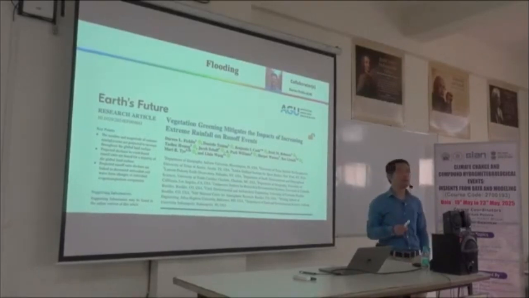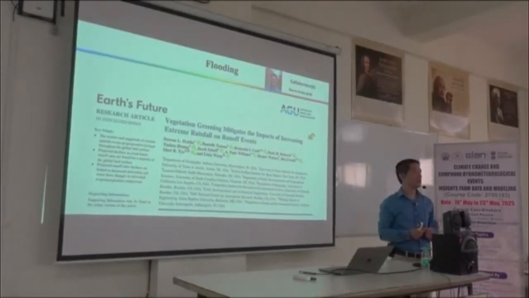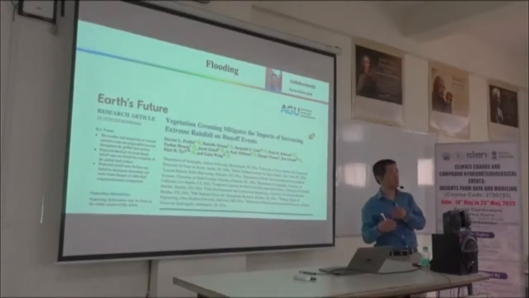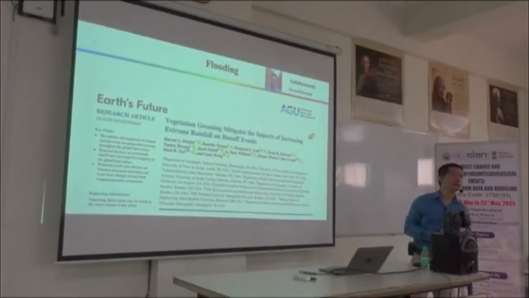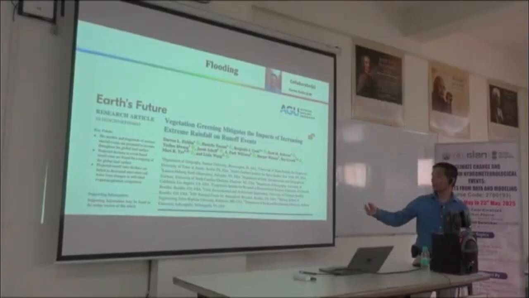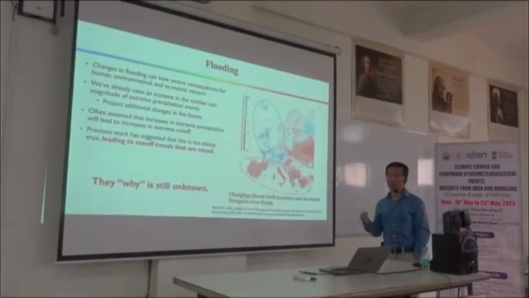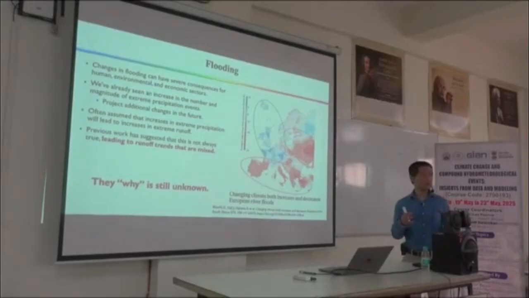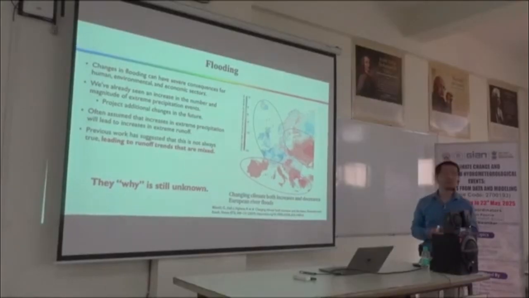To me, the key message is that flooding will happen more frequently, but vegetation can help us. It can mitigate the impact, make the impact smaller, right? That's the take-home message for this study. I will give you some rationale and also how exactly we did that. This is just based on modeling, based on model results, right? It's not based on satellite or any observations.